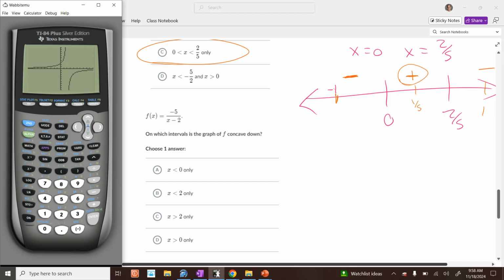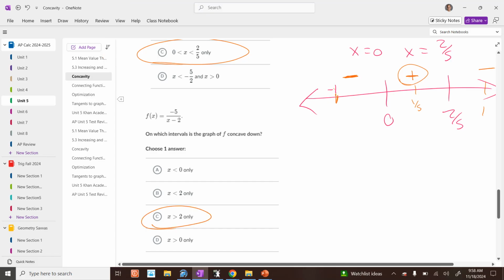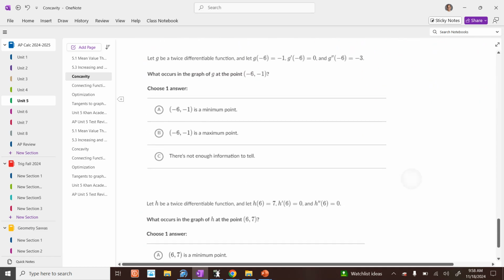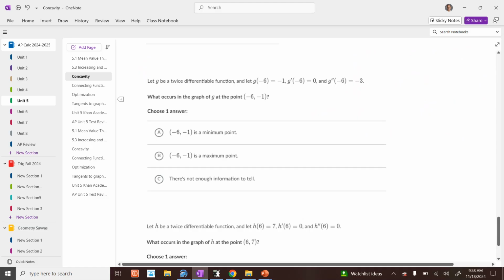Okay, here is concave up. It's filling up. Here is concave down. Looks like we have an asymptote at where? 2. So it's where it's bigger than 2. Okay, it's where it's bigger than 2. Sometimes looking at the graph is faster than going through all this work.